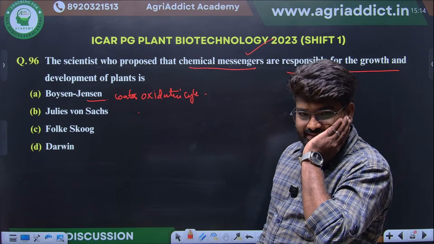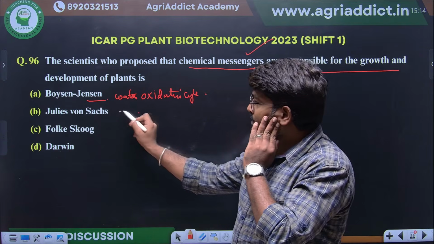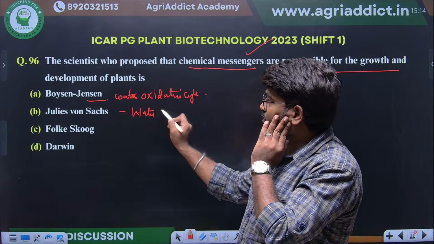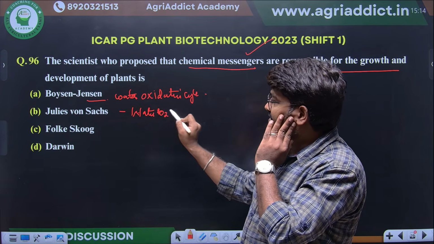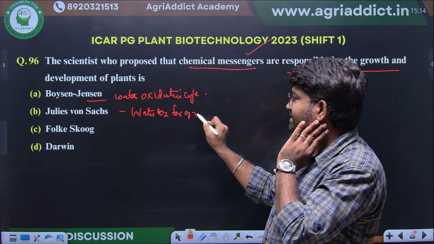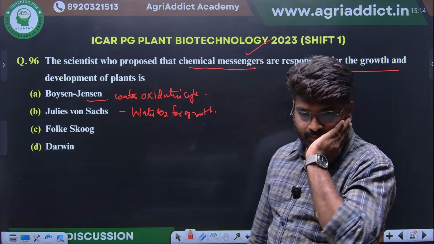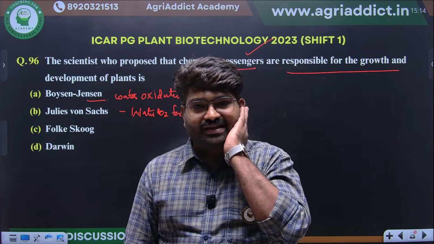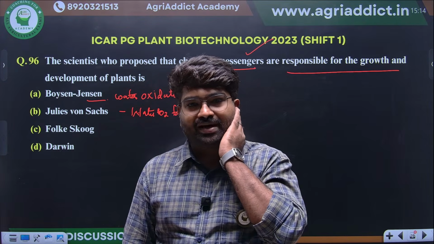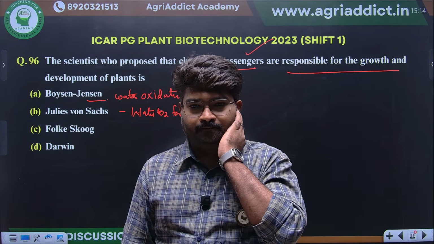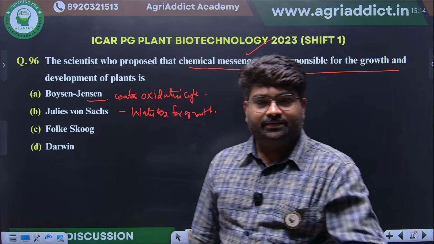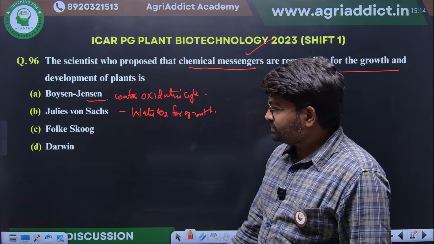Julius von Sachs: water is essential for growth of the plants. That has been given by Julius von Sachs. Chemical messengers are responsible for growth and development of plants. Who has given this? Any guesses? Darwin? No.